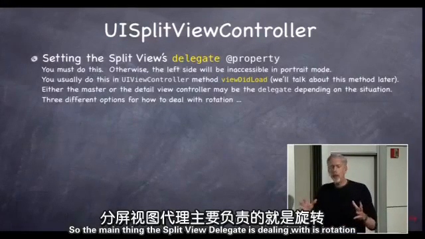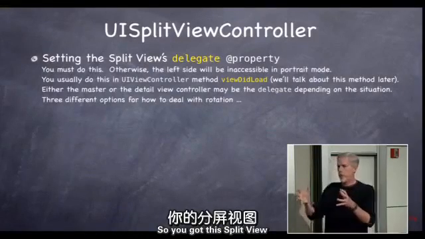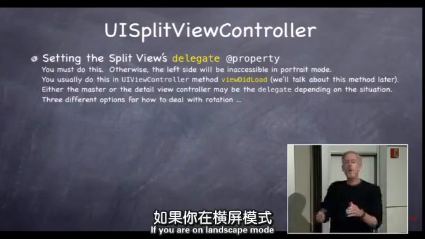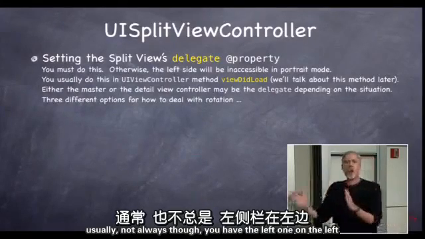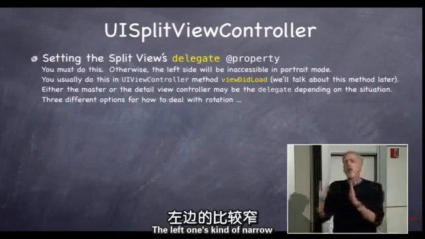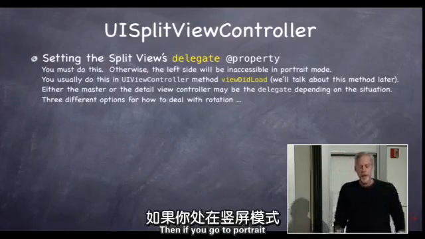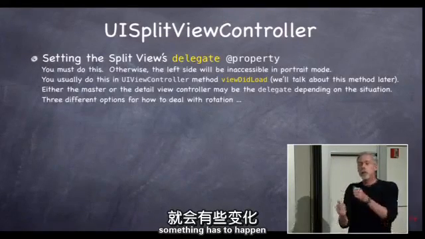So the main thing that the split view delegate is dealing with is rotation. You've got this split view on screen, and if you're in landscape mode, usually, not always though, you have the left one on the left and the right one on the right. The left one's kind of narrow and the right one's a little wider, okay? And then if you go to portrait, something has to happen.